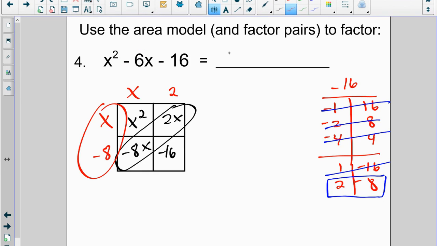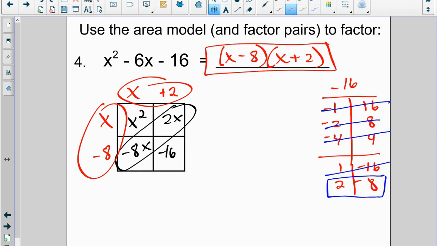On the side, I have x minus 8, so that's one of my binomial factors. Across the top, I have an x plus 2 more. Remember, if it's positive, it's addition. So my correct factored form is x minus 8 times x plus 2.